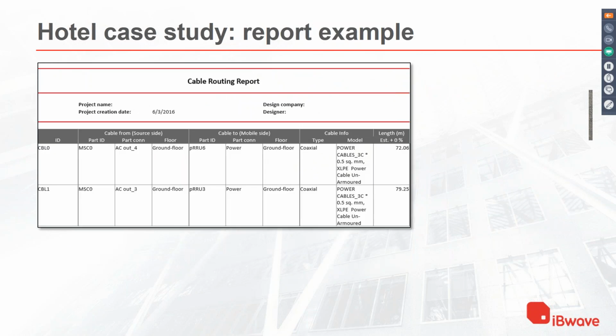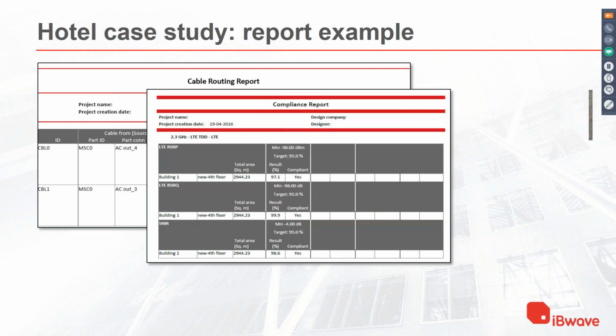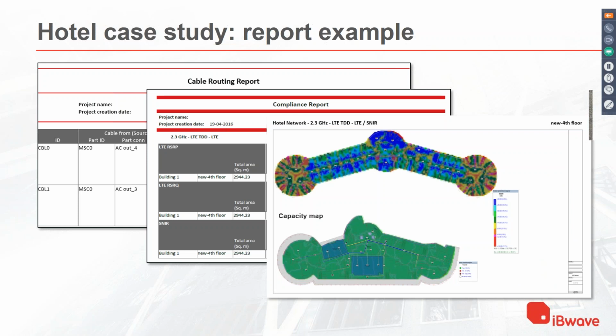And then we've got a few report examples. Just in the interest of time, I won't spend too much time on those. There's a cable routing report, where you'll have the cable IDs, where they originate and so on. You have a compliancy report. This will be done for different technologies, for example. You see what the KPI was, what the actual result was, and whether or not it's compliant. In this case, it's yes, yes, yes, or compliant. And different output maps. There's just a couple of examples here.